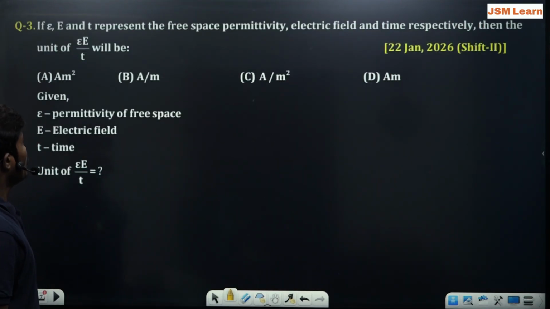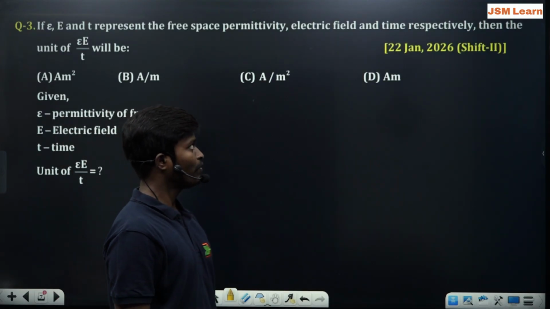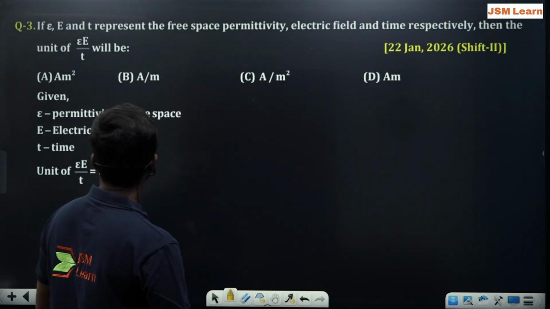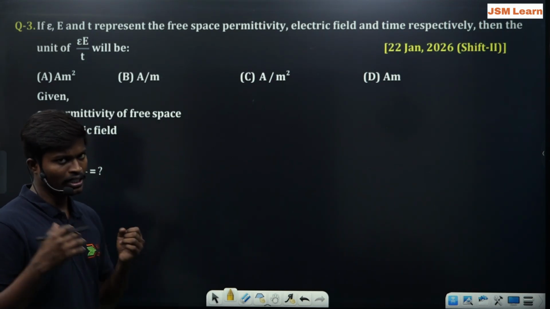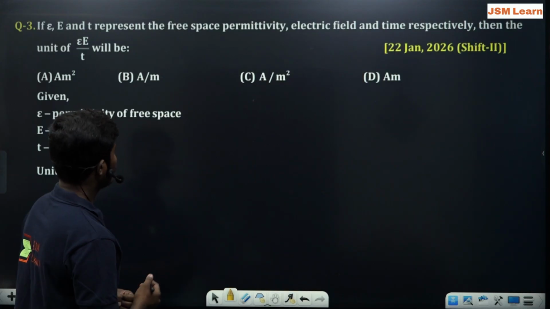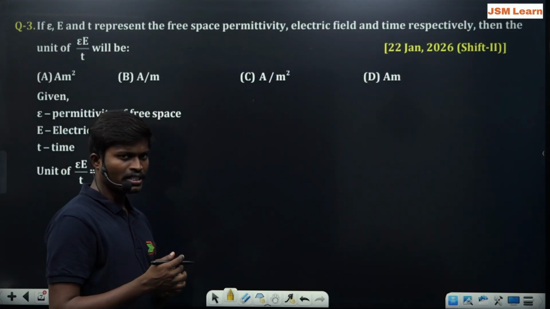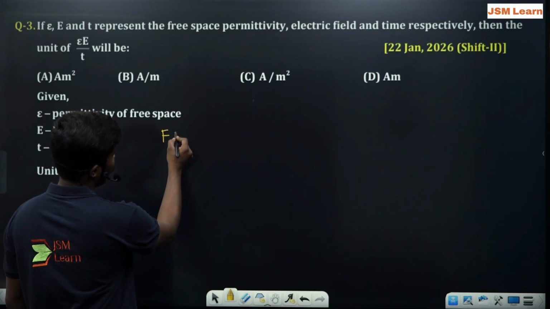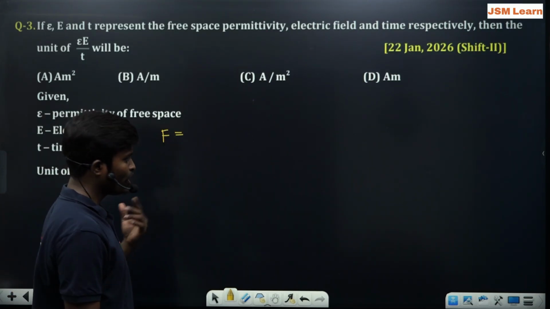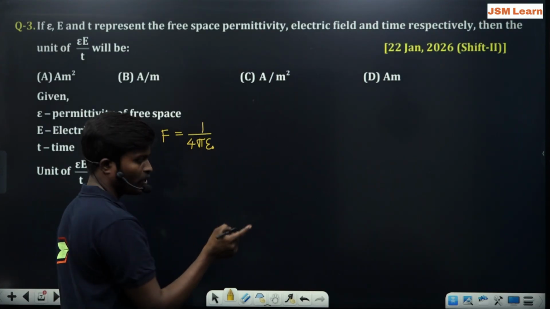If epsilon, E and T represent the free space permittivity, electric field and time respectively, then the unit of epsilon naught E by T will be, just he is asking for the unit. So here are some options. Epsilon is permittivity, E is electric field, T is time. To find the unit, we just need some knowledge about Coulomb's law. Coulomb's law is defined as the force of attraction or repulsion between any two charges, given by 1 by 4 pi epsilon naught if it is in free space.